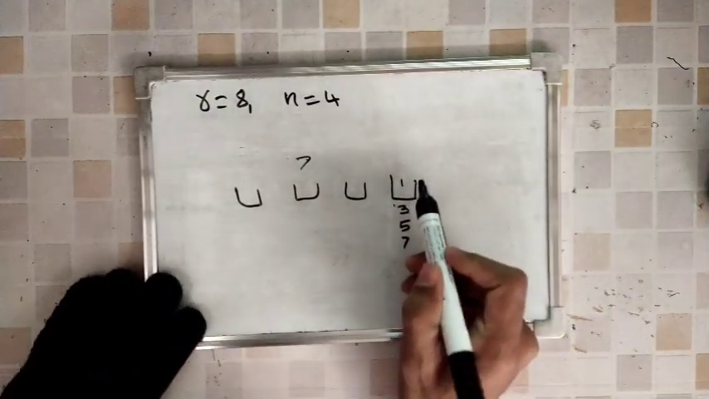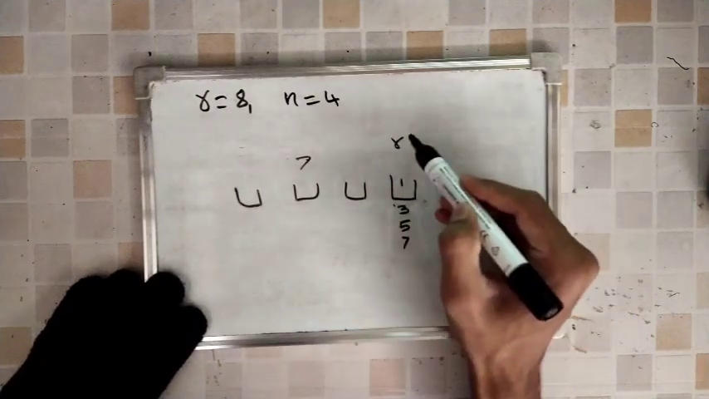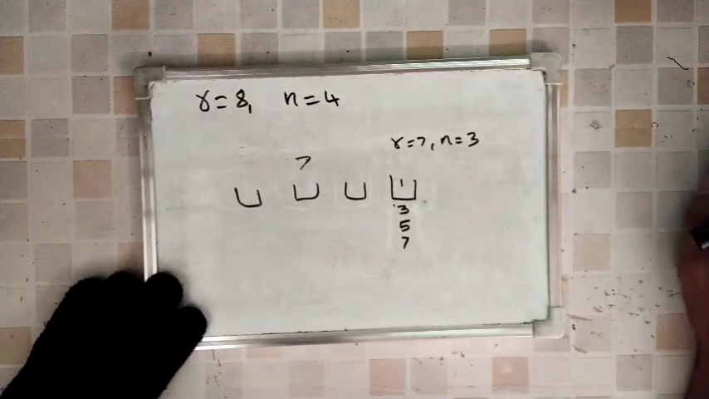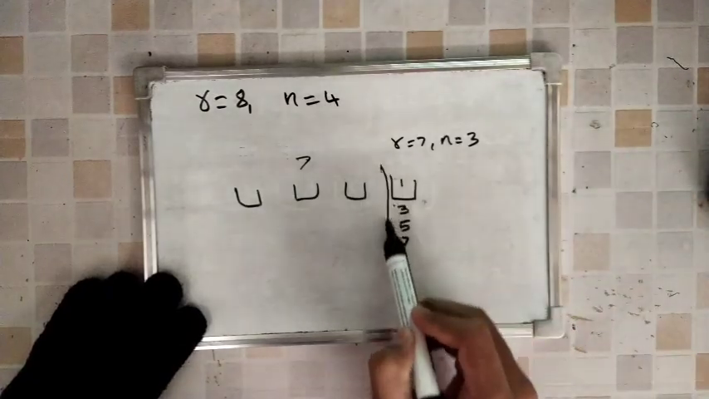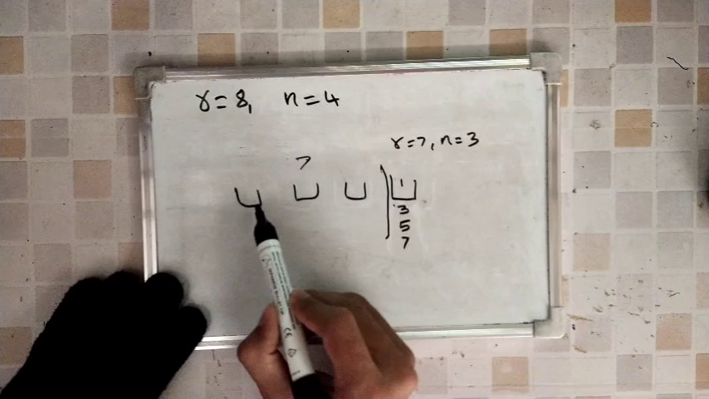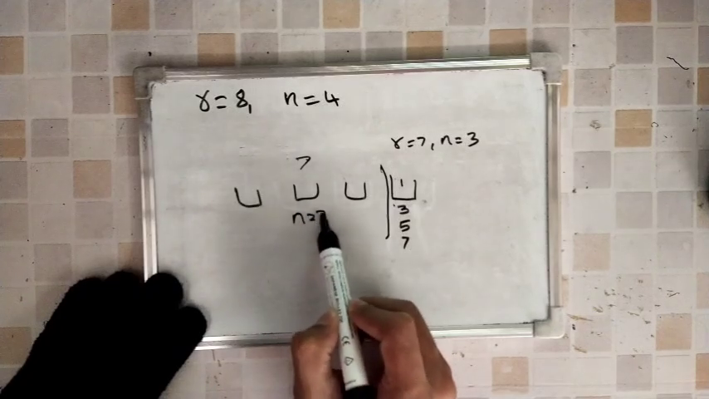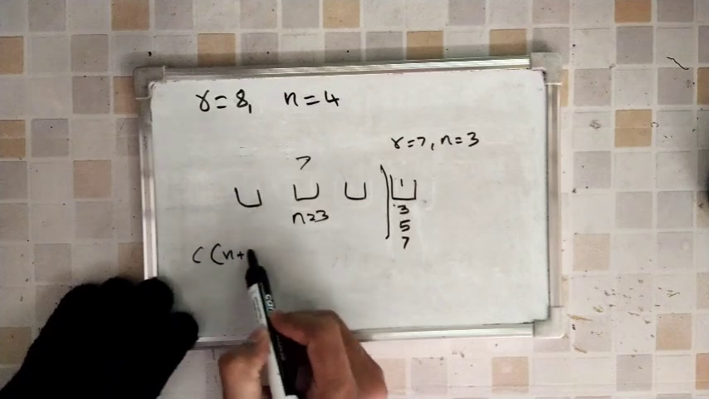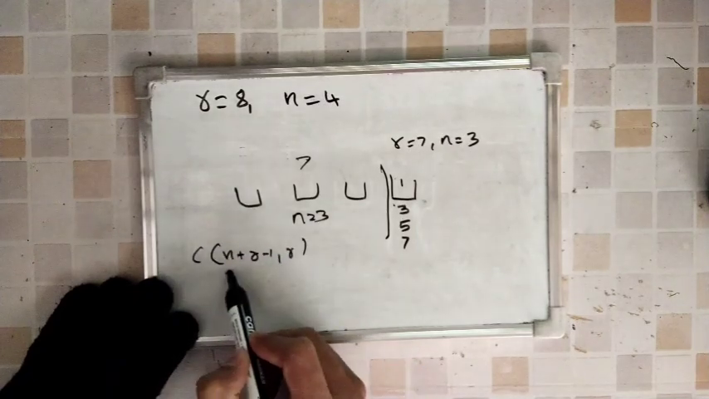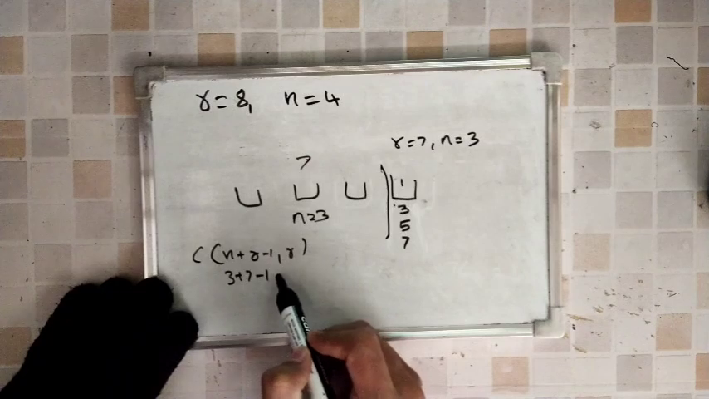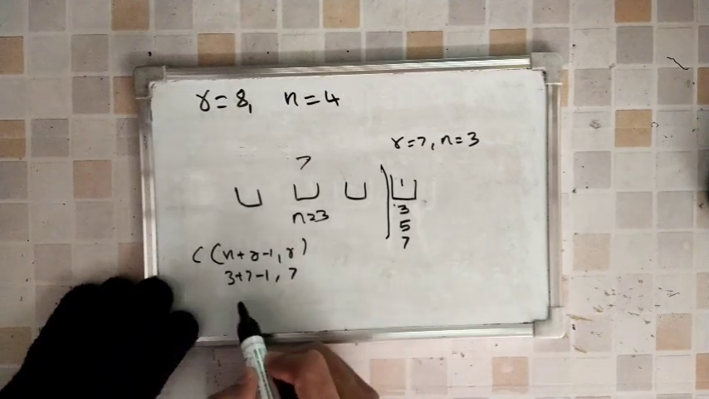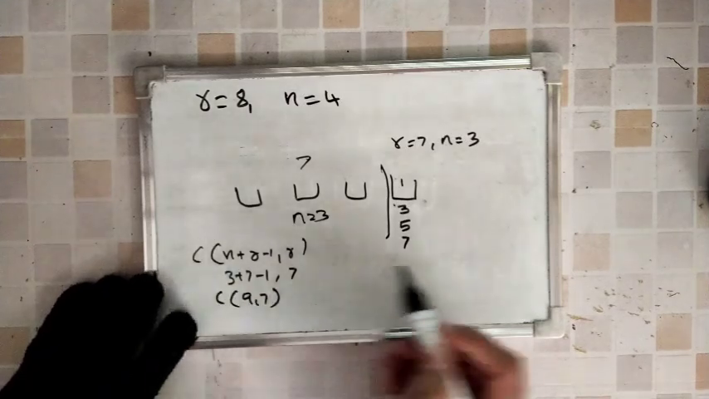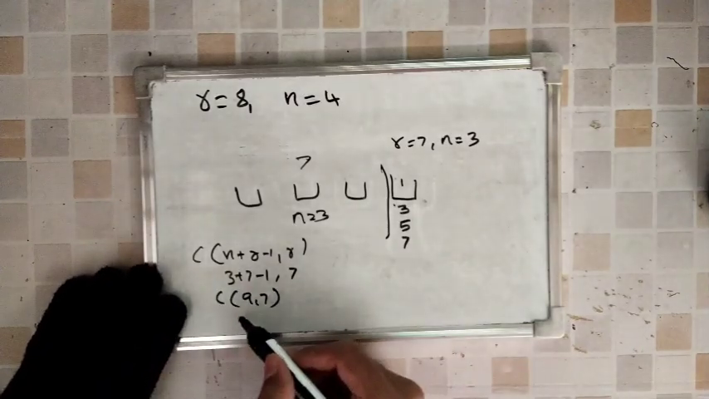If I am putting 1 here, so r will become 7 now, and n equals 3 now. How is n 3? Because I cannot make any changes in this one now, only in these 3 I have to do. So n is 3, r is 7. Now I have to put the same formula, C of n plus r minus 1 comma r, this is 3 plus 7 minus 1 comma 7, that is 9 comma 7, C of 9 comma 7. First I will get like this.